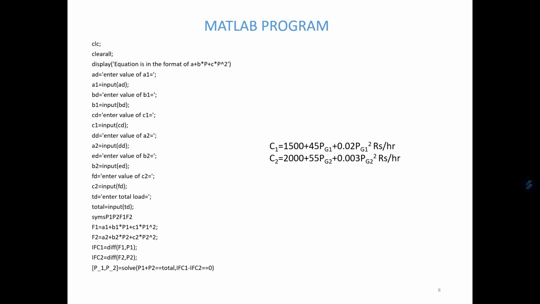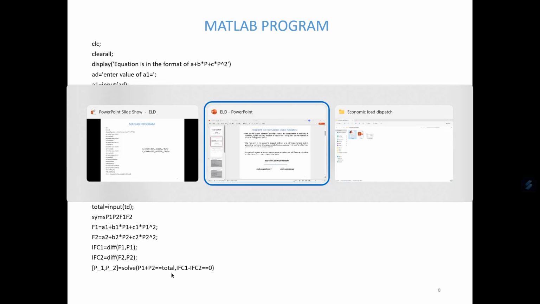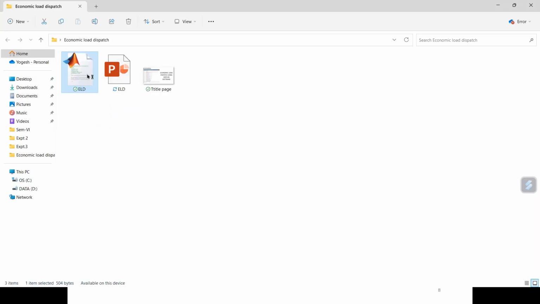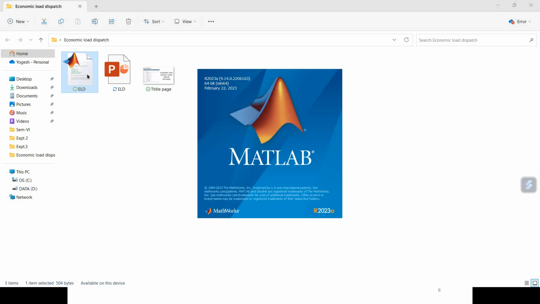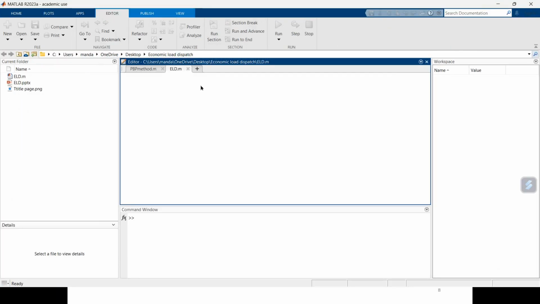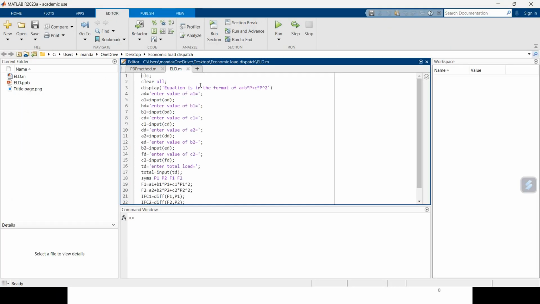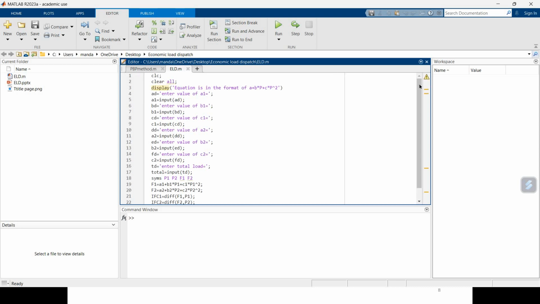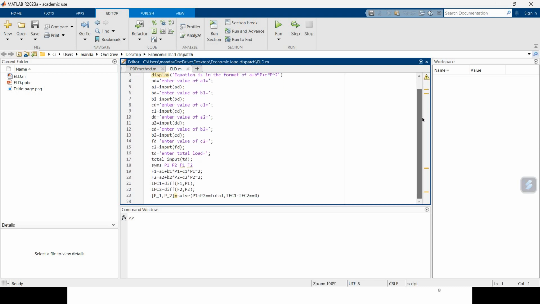Now we'll run this program on MATLAB software. By solving this, we will get the values of P1 and P2, and then we'll verify whether the theoretical answer and the practical answer are the same or not. Whatever program we have written, I have already typed in this file, so you can cross check. Now I will run this file, and it will ask for certain data.